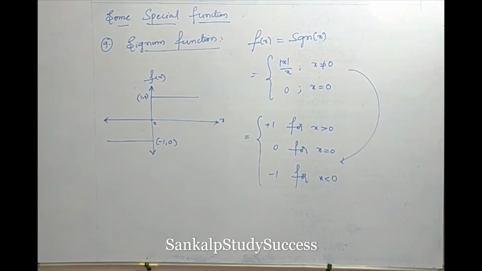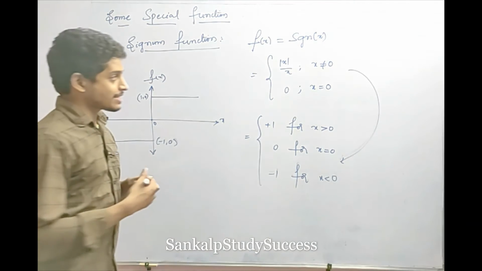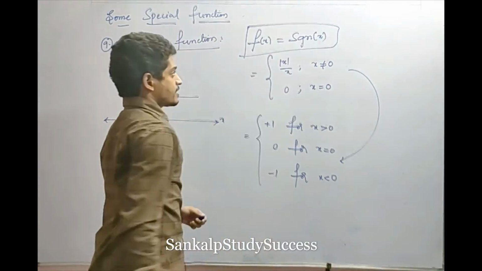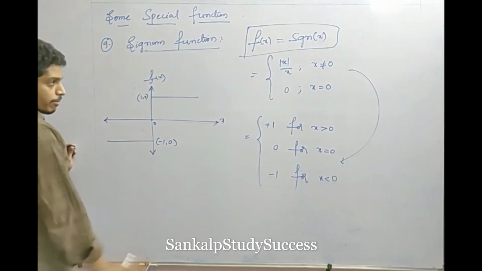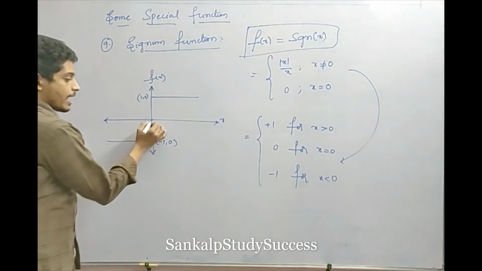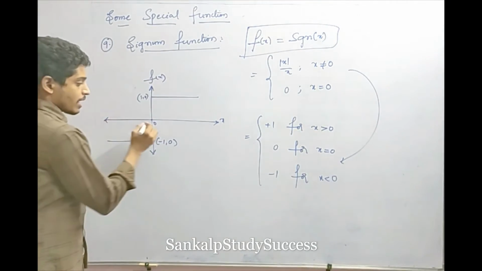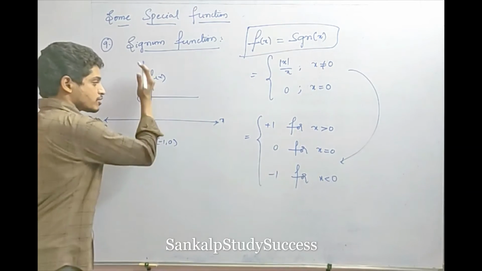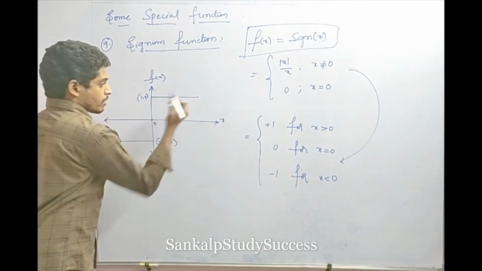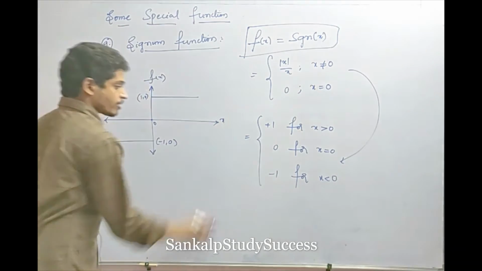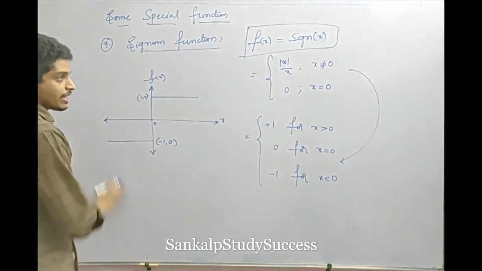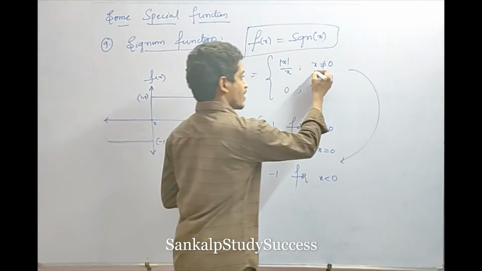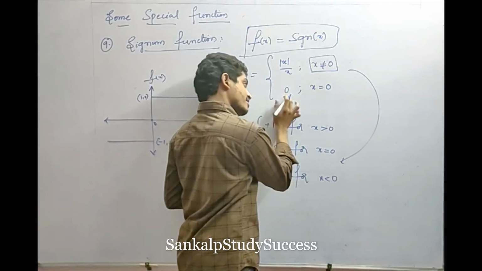So the next important function, friends, is the signum function. See, friends, f of x equal to signum of x, that is nothing but sgn of x. This is called the signum function. See, the format of this function is in this way. At 0, its value is 0. At 0 plus, that means the initial right side position of x, it jumps to plus 1. So it is positive for all positive real numbers. It is negative for all negative real numbers. That's why we say mod x divided by x for all x not equal to 0, and 0 for x equal to 0.